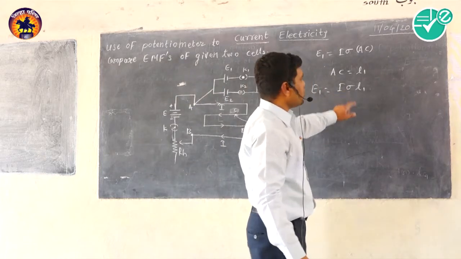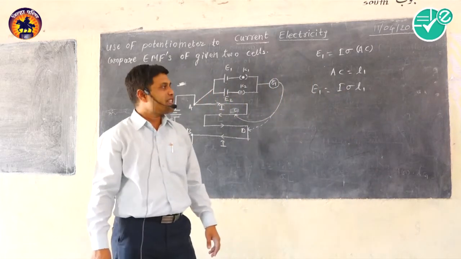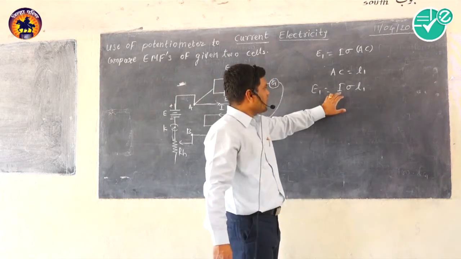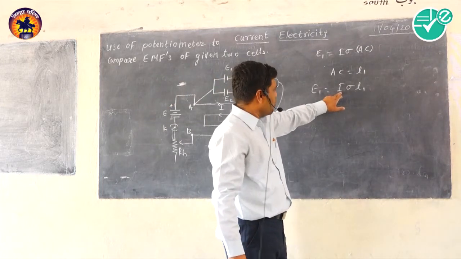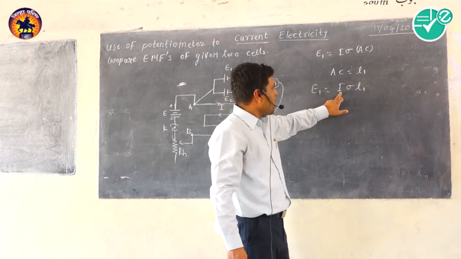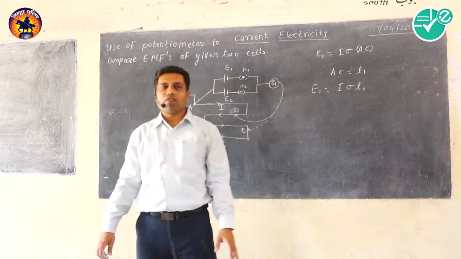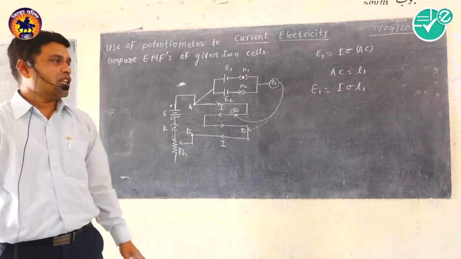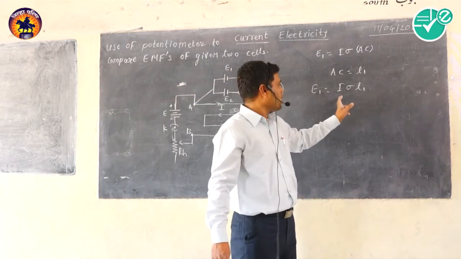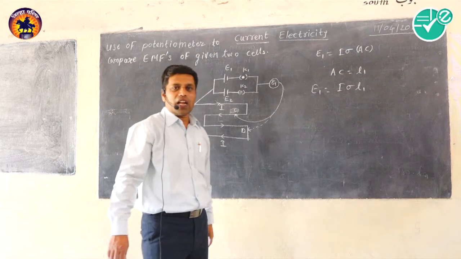Suppose the potential gradient is 1 millivolt per centimeter. Actually, I will take it as 0.1 volt per centimeter. For example, I sigma equals 0.1 volt per centimeter, and suppose L1 equals 20 centimeter. Then E1 becomes 2 volt, since 0.1 into 20 is 2 volt.